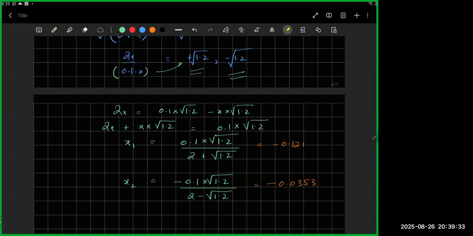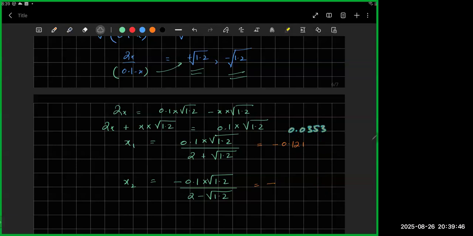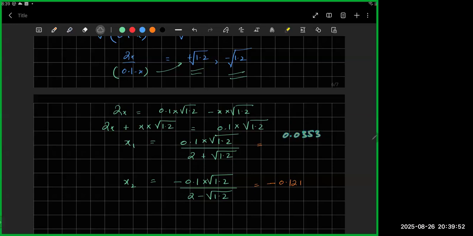You have to switch the values. 0.0353 is for the first equation, and it's positive, right? Oh yes, now it's positive. But you see the other one was negative, right? Yes. Okay, that makes sense.